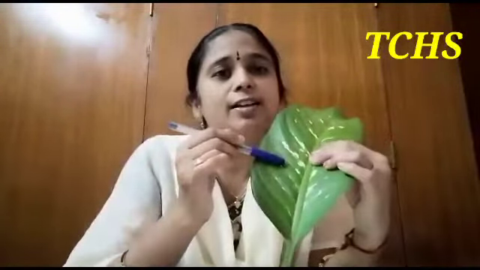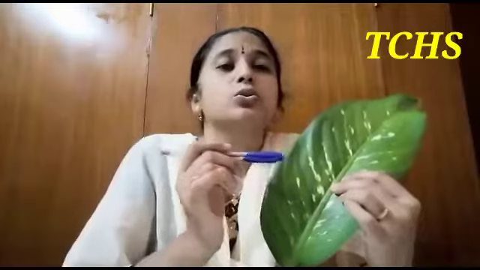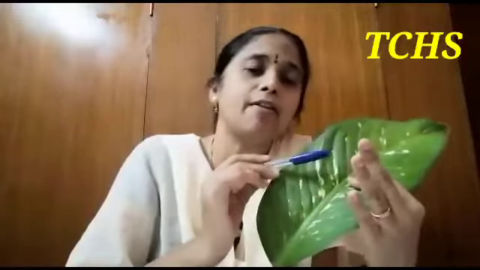Next, these leaves have a green substance. Which color is this leaf? It is green, so it has a green substance. That substance is called chlorophyll. This chlorophyll helps the leaf to absorb sunlight. And next, plants prepare food by the process of photosynthesis. They absorb sunlight, water, air, and they prepare food.